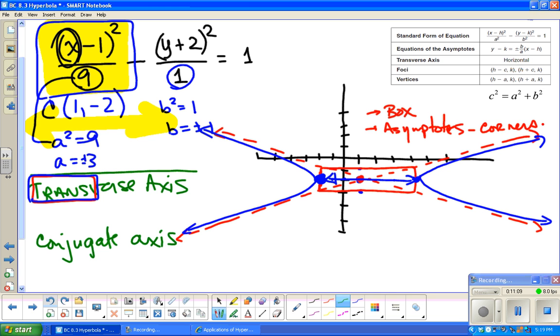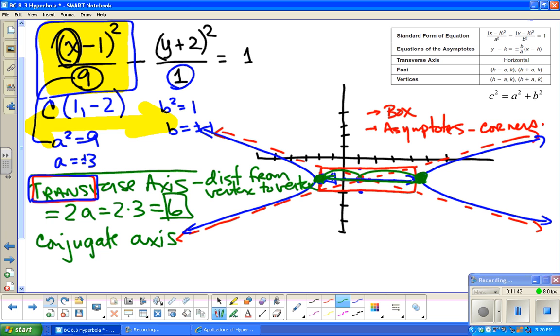It is the distance, the segment from vertex to vertex. It's probably worth noting here that hyperbolas only have two vertices, this point and that point. So the transverse axis in this case, since this is 3 and 3 from a squared, is always going to be 2a, so this is 2 times 3, which is 6, not 9.